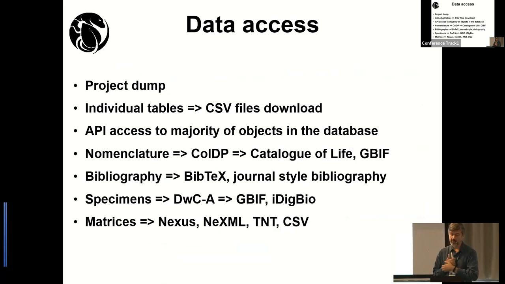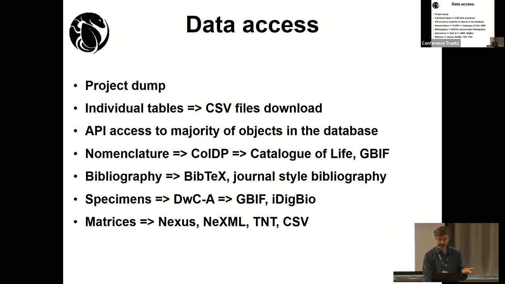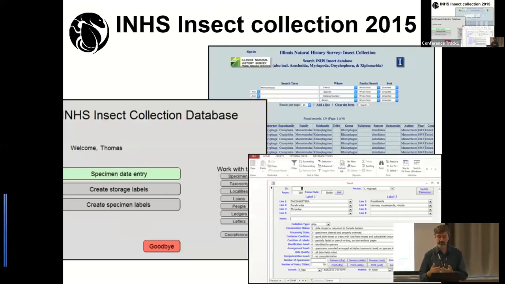Data access, we have quite a number of batch uploads to TaxonWorks, and also we have a philosophy that data should be easily accessed and downloaded from TaxonWorks. So we have project dump, individual table downloads, API access to most of the tables. Nomenclature goes in ColDP format to Catalog of Life. Bibliography could be downloaded as BibTeX or could be formatted to special journal requirements. Specimens go to Darwin Core Archive and to GBIF and iDigBio. And matrices I already mentioned could be downloaded for phylogenetic analysis.